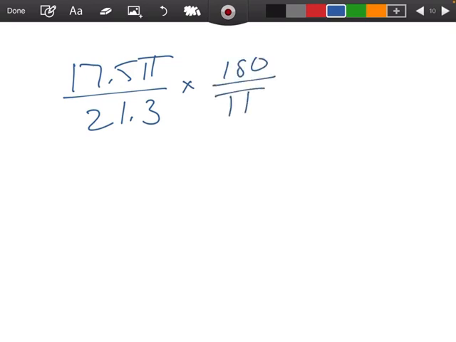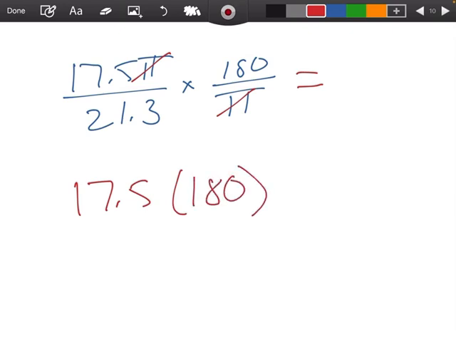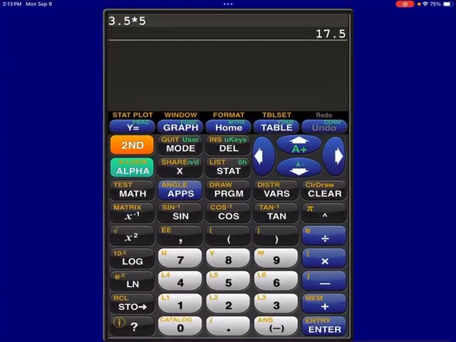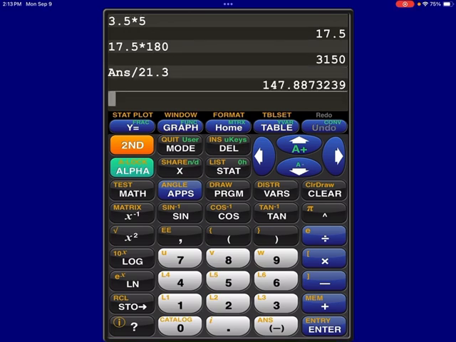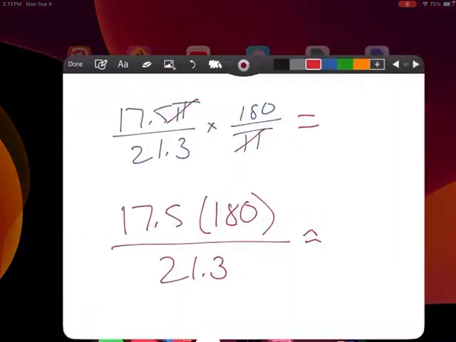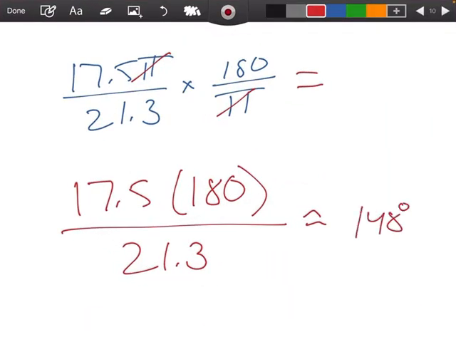So first thing I'm going to do here, y'all, I'm going to get rid of those. And then the rest of this, guys, is just going to be strictly calculator work. 17.5 times 180 divided by 21.3. So let's see what we get. And we're going to round this to the nearest angle. It looks like 147.8, 148. So let's say 148 degrees, right?